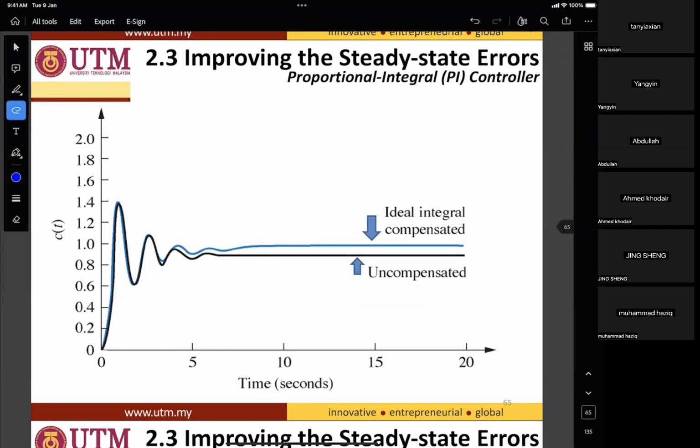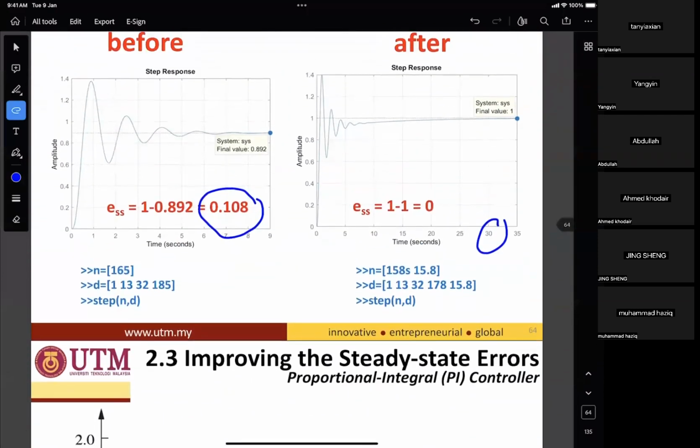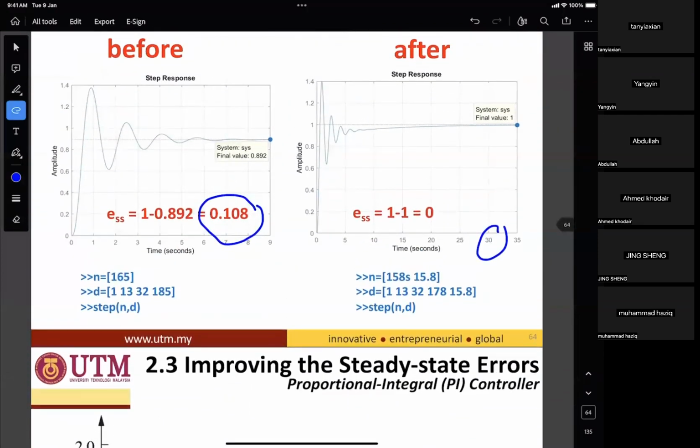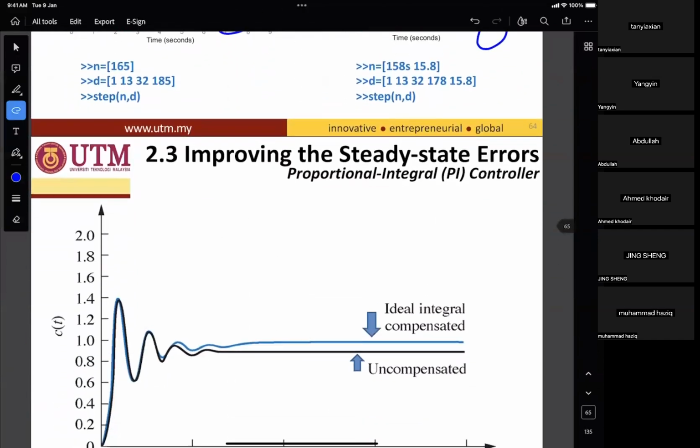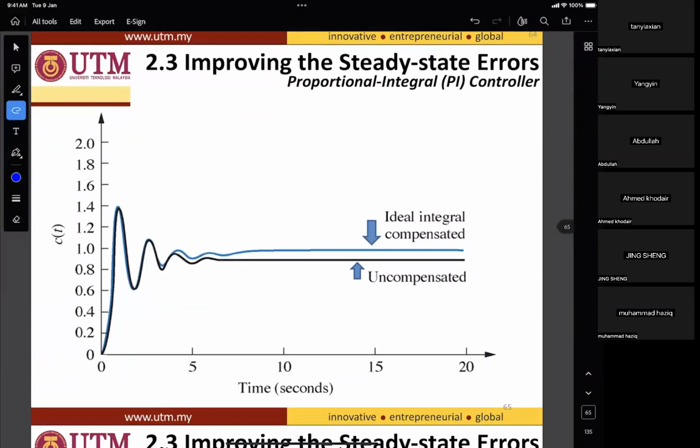So we make a comparison, 2 graphs in one. This one is 2 graphs in split plot. But when we put the 2 graphs in one plot, you can see that it reduced. The uncompensated is before design, and the compensated is after design. It reduced to 0 steady state error, and the final value is at 1.0.